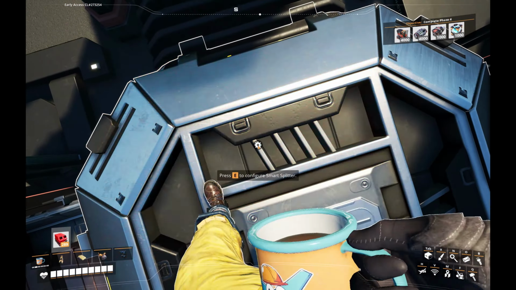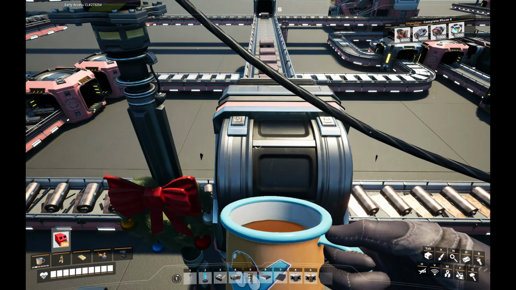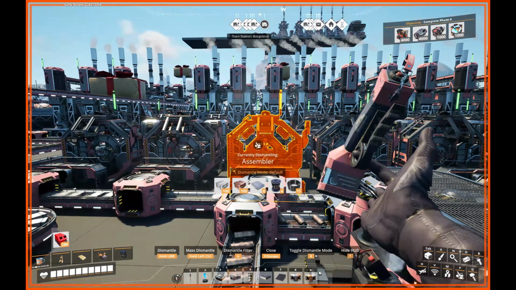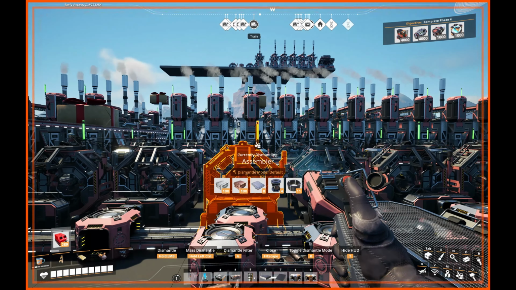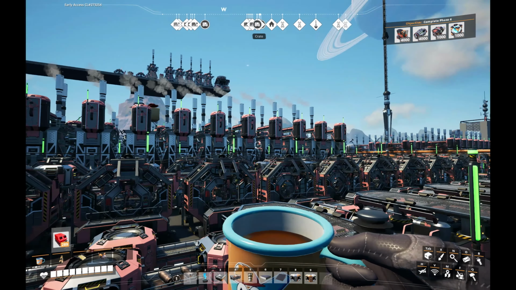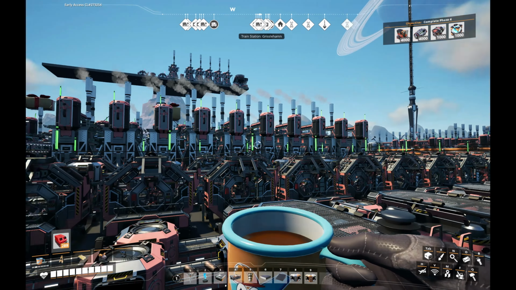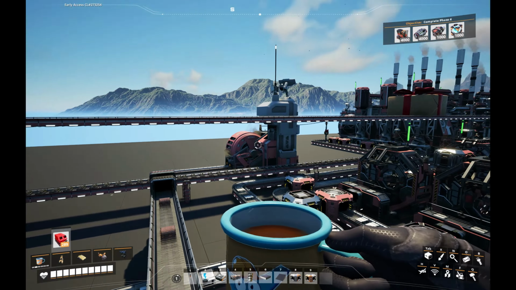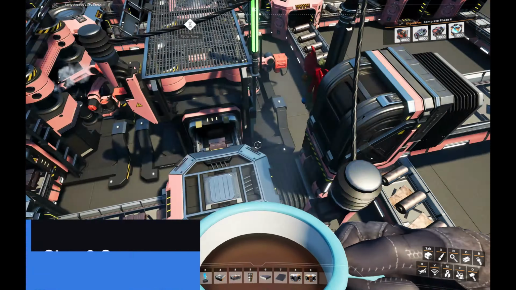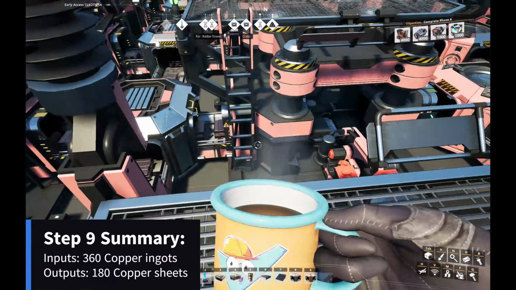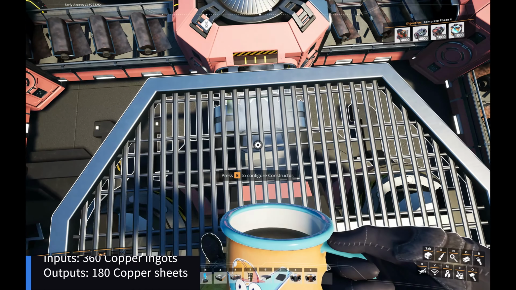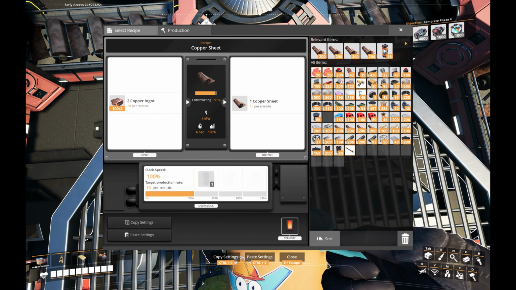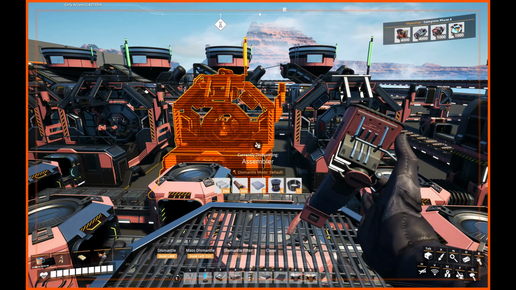As for the remaining ingots, I am currently sending them to a resource sink. In future I might use them for other setups if needed. I couldn't let them stay in the system, as the refineries from step 7 need to constantly use the excess water from the aluminium scrap recipe. So, this is it for step 9. Just a reminder, we take 360 copper ingots and make 180 copper sheets in this step 9.